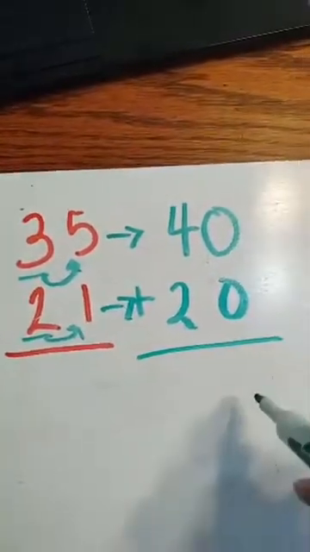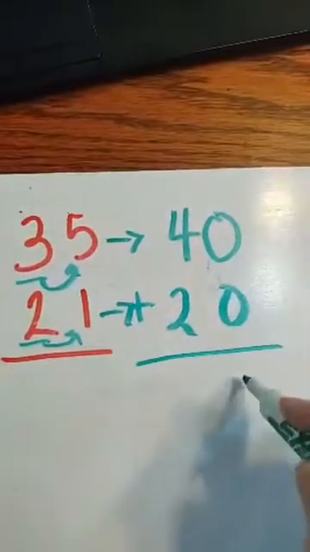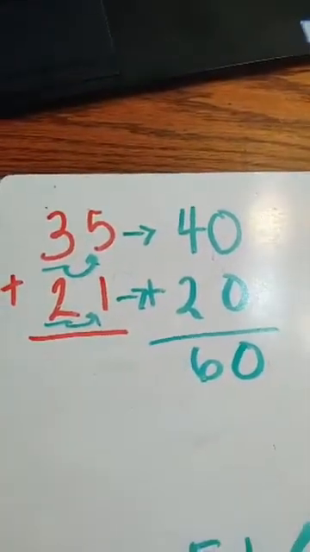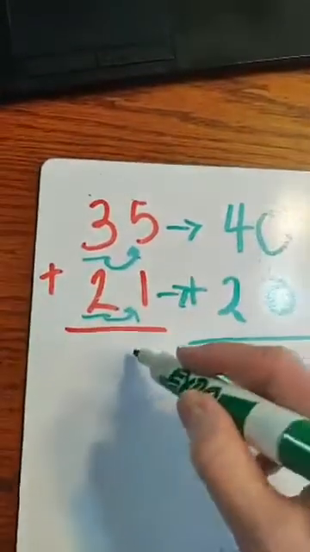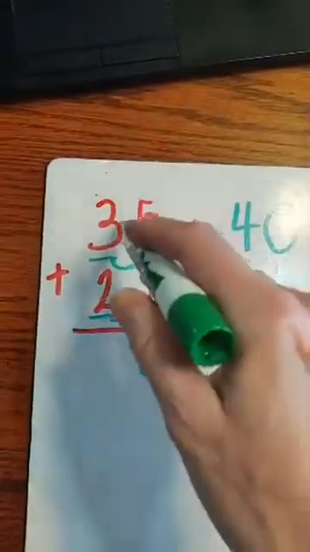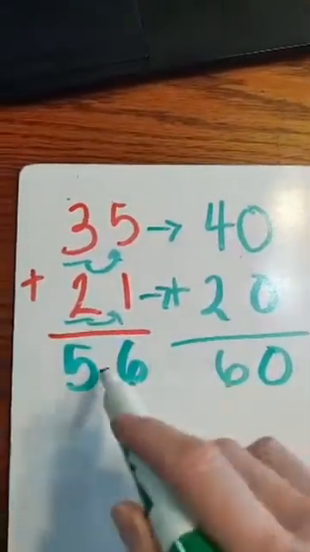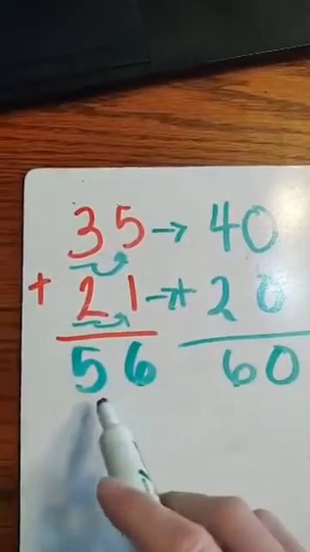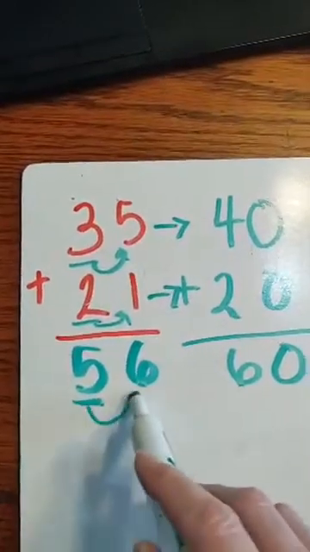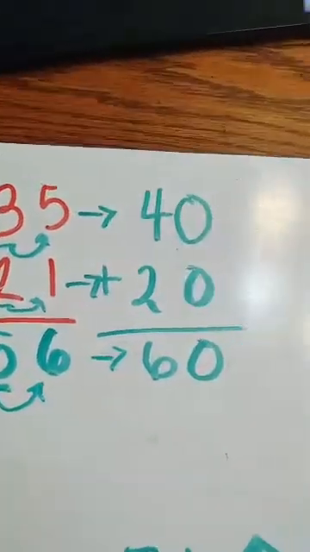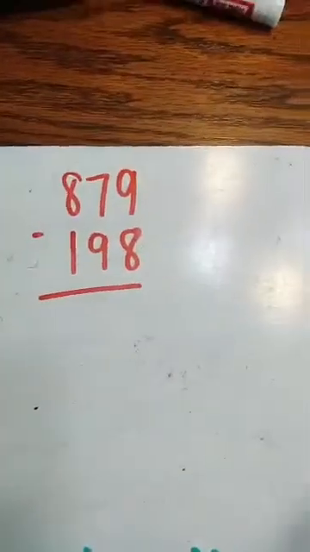Okay, so now I can add. So I estimated first, now I can add. Okay, 60. All right, and if I were to add this, 5 plus 1, 6, 3 plus 2, 5. Are these pretty comparable numbers? Yes, they are, because if I was going to round this to the nearest 10, it would round to 60. Okay? All right, let's try this one.